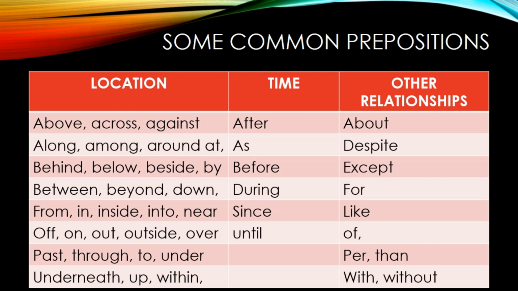Now let us see the column of time. We have here after, as, before, during, since, until. Then there are other relationships like about, despite, except, for, like, of, per, than, with, without. So if you remember some of these prepositions, it will help you to locate them. It will also help you to write the correct sentence.